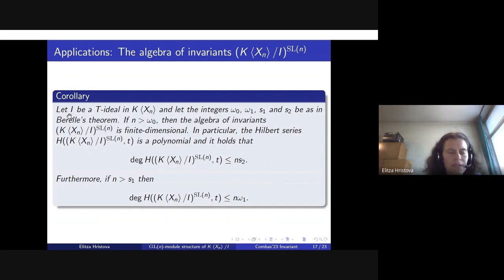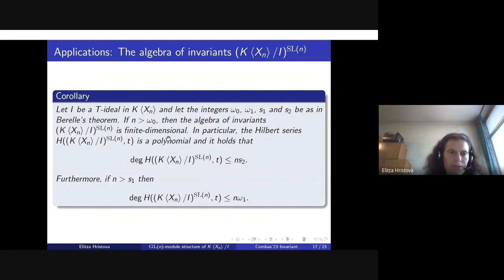So let us take I to be any T-ideal. Let us recall that in Barrow's theorem we had four integers: omega 0 was the arm width, omega 1 was the leg width, and S1 and S2 were the dimensions of the square of the rectangle in the middle. So we take these integers from Barrow's theorem, and the statement is that if the dimension n is greater than omega 0, then the algebra of SL_N invariants is finite dimensional.